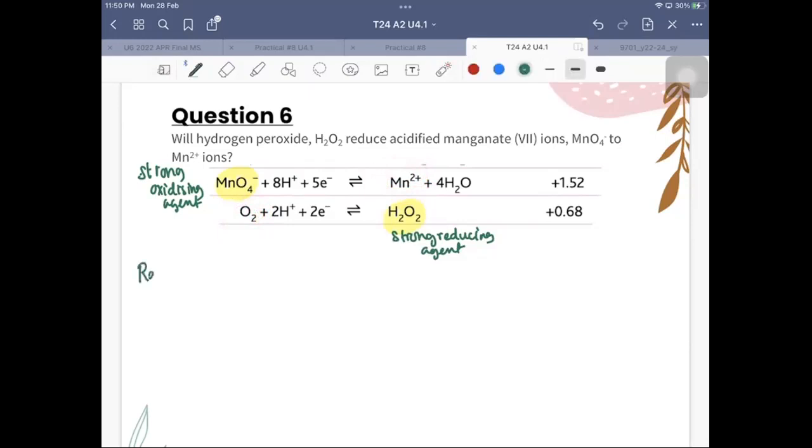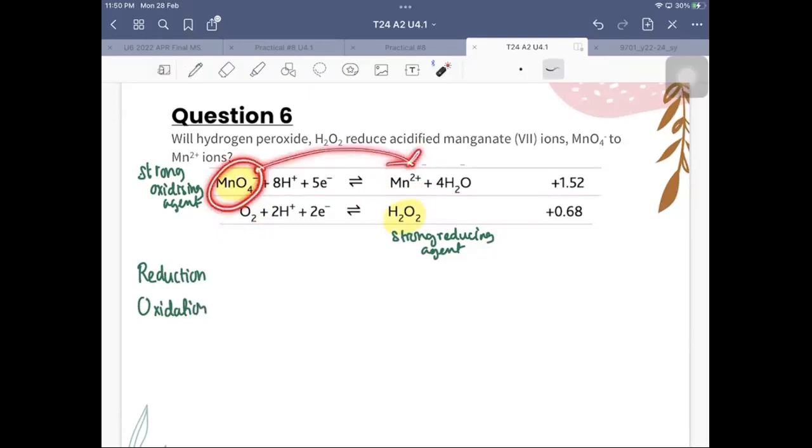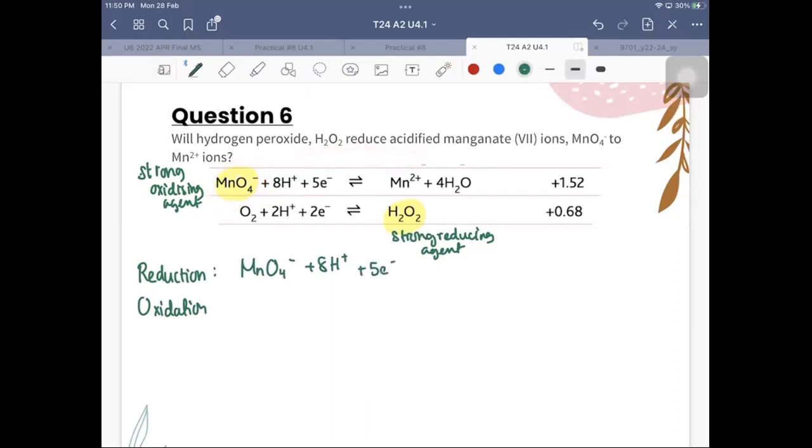Okay, so reduction and oxidation. MnO4 minus, of course, the only possible way for it is to undergo a reduction reaction to form Mn2 plus. So I would write it as MnO4 minus plus 8H plus plus 5 electrons to form Mn2 plus plus 4H2O. And this E note value is plus 1.52.